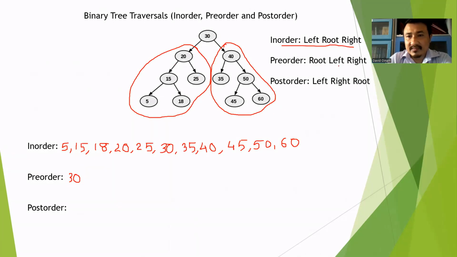So after 30, we have to move to the left. We are moving to the left sub-tree. For this left sub-tree, 20 is the root node again. Then we have to follow the same method: root, left and right. First, we have to write the root, so it will be 20. Then root is completed, we have to go to the left again. But here again, another sub-tree is here. So 15 is the root node here. We can directly write 15.